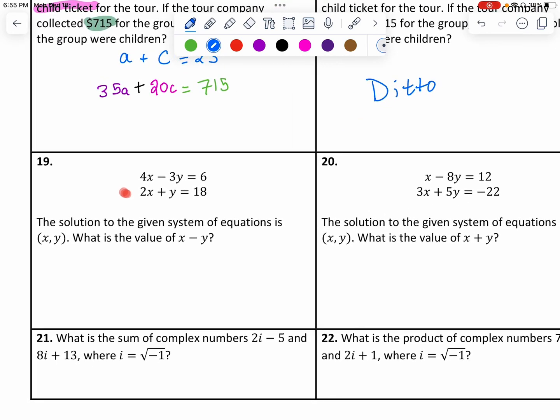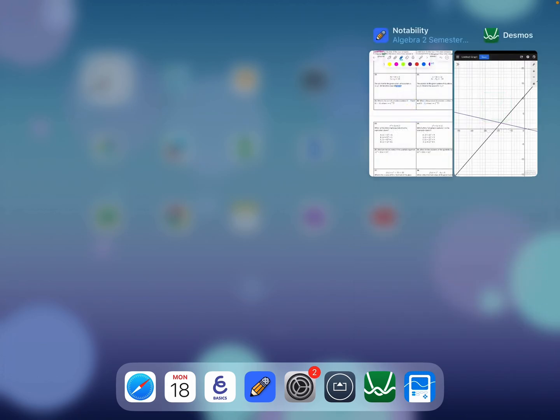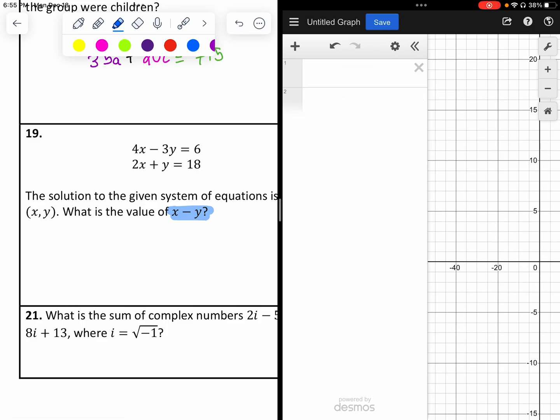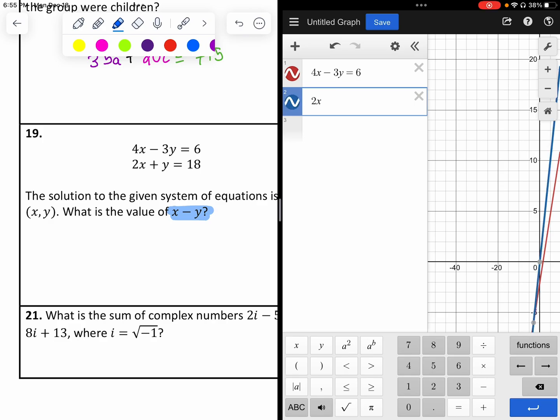For 19 and 20, again, we are going to graph them because they are systems of equations, but we have to be careful with what this is asking us. This is asking what is the value of x minus y, and the other one's asking for x plus y. So we have to figure that out first. I'm going to graph number 19 and see what it tells me. So I will have 4x minus 3y equals 6. Then we'll have 2x plus y equals 18.